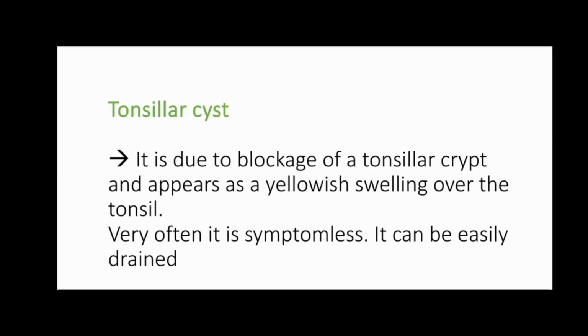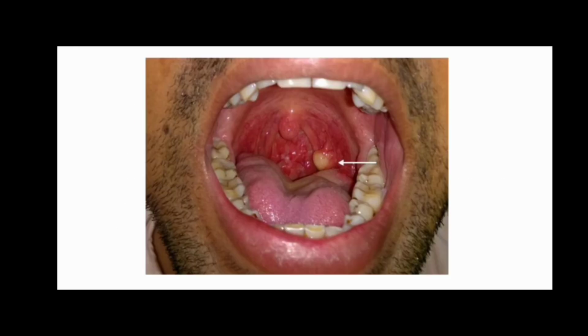And coming to tonsillar cyst, it is due to blockage of the tonsillar crypt and appears as a yellowish swelling over the tonsil. Very often it is symptomless, and it can be easily drained. Tonsillar cyst is blockage of the tonsillar crypts and appears as a yellowish swelling over the tonsil. You can clearly see here the yellowish cyst. That is a tonsillar cyst.